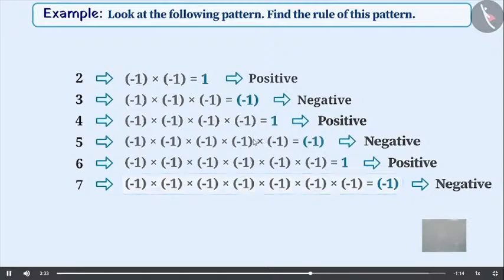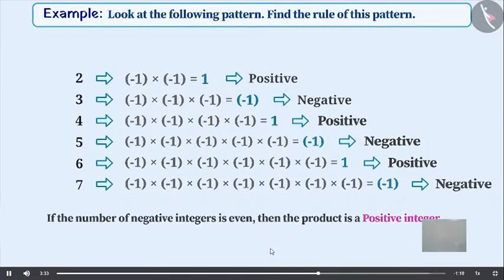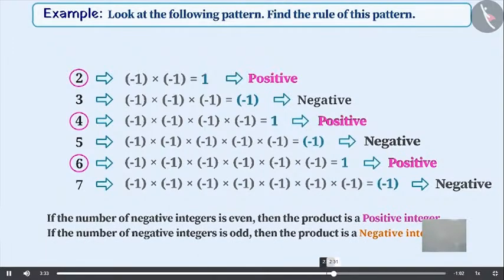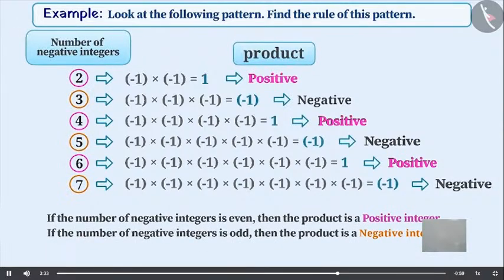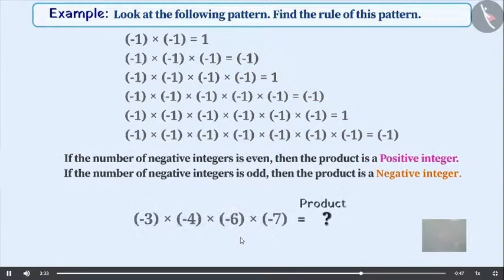Fine. Therefore, we can say that if the number of negative integers getting multiplied is even, then the product is a positive integer. If the number of negative integers getting multiplied is odd, then the product is a negative integer. This rule is applicable for multiplication of any two or more negative integers. Using this rule, you can find the sign of this product without actually carrying out multiplication.